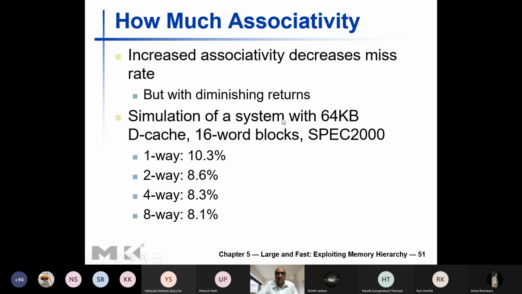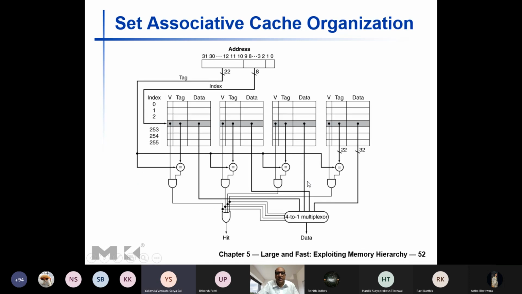If you run this program in this scenario, with different cache organizations, these are the miss rates. One way is nothing but direct mapped cache, at 10.3%. If you increase the associativity, the miss rate will be reduced. But as we know, even though the miss rate comes down when you increase the associativity, there is another factor in the performance, the access time.